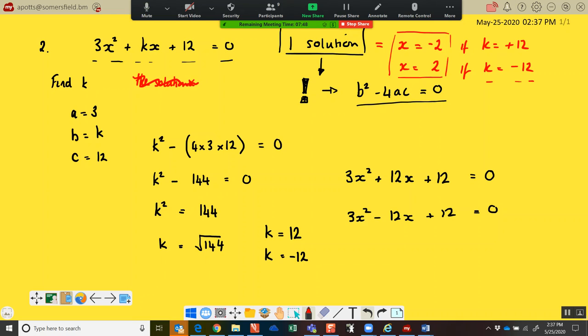Any questions on this discriminant stuff? Pretty simple, right? Discriminant stuff. I feel like I'm talking to myself. Yeah, I probably am.